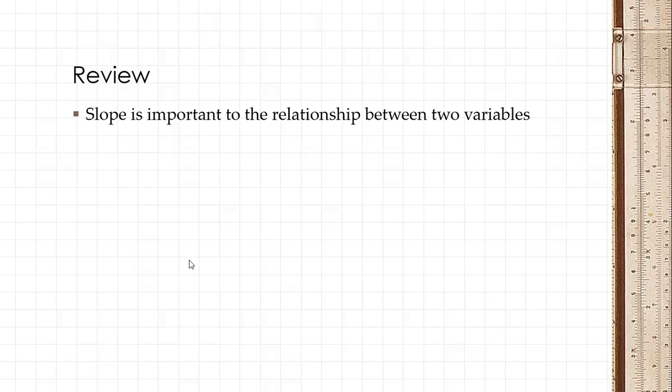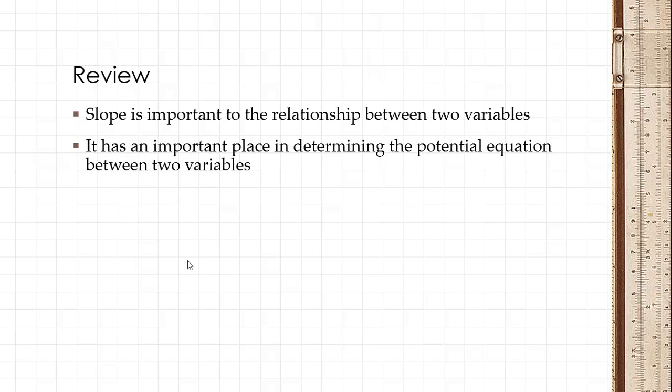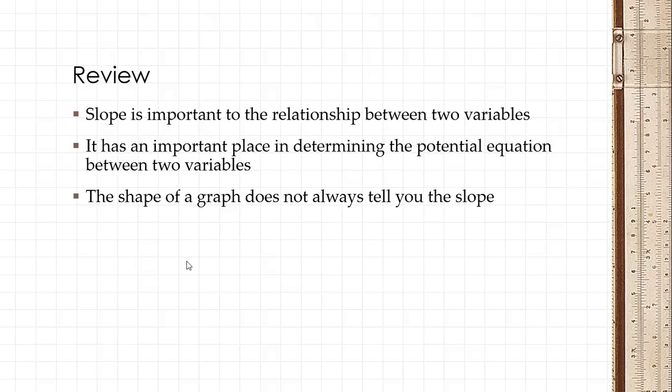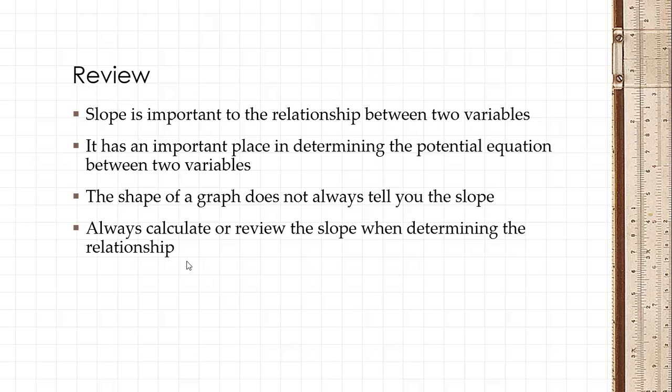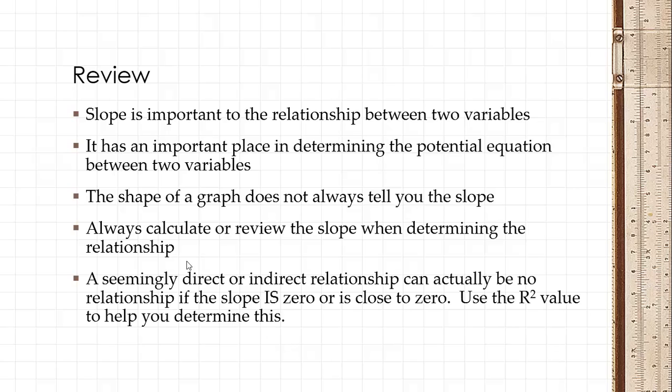Alright, so as a review, slope is important to the relationship between two variables. It has an important place in determining what the potential equation might look like. The shape of the graph doesn't always tell you the slope. Always calculate or review the slope when determining the relationship. And a lot of times a seemingly direct or indirect relationship can actually be no relationship if the slope is 0 or is close to it. Use the r squared value to help you determine this.